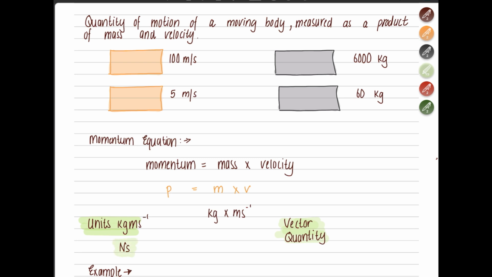Now, momentum is going to be a vector quantity. Why is momentum a vector quantity? Because if you look at the equation, it is the product of a scalar quantity, mass, multiplied by a vector quantity, velocity. So because we have a vector quantity, momentum also is a vector quantity. The direction of momentum is going to be the same as the direction of velocity.